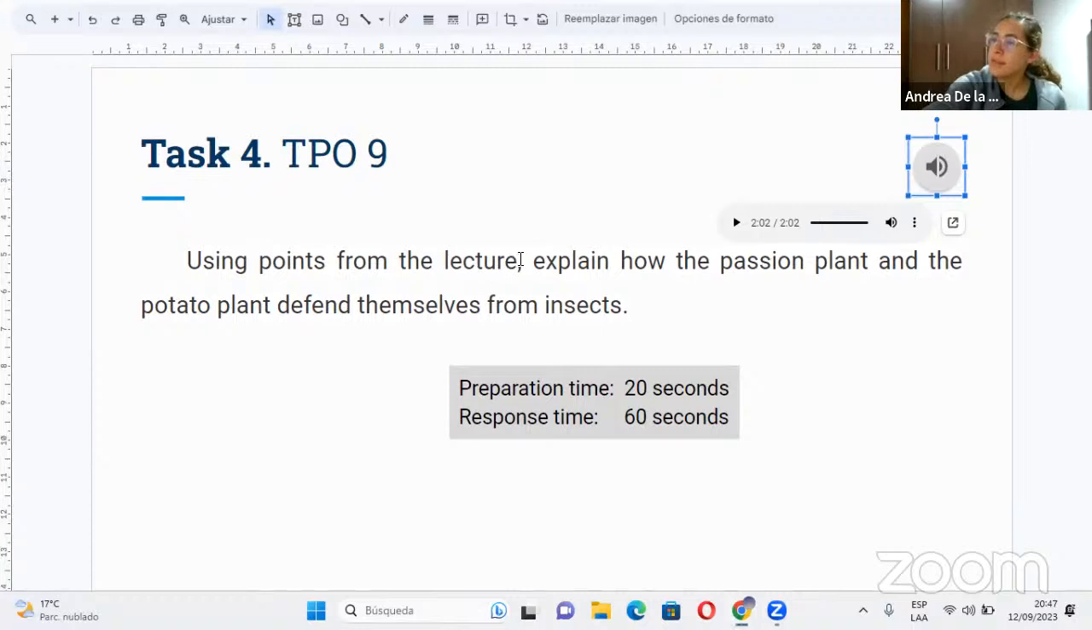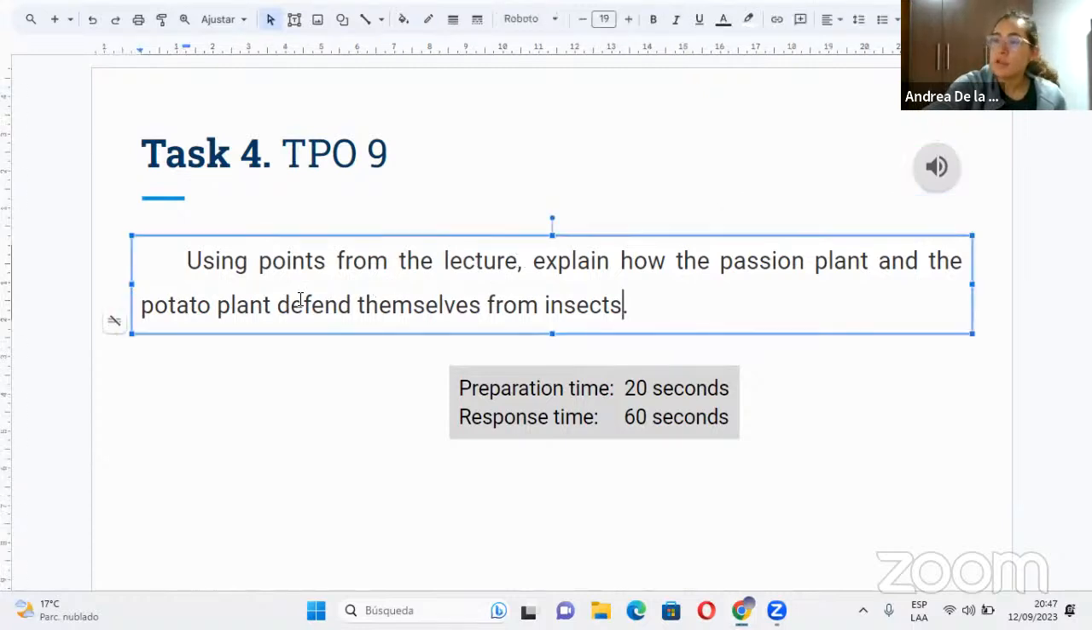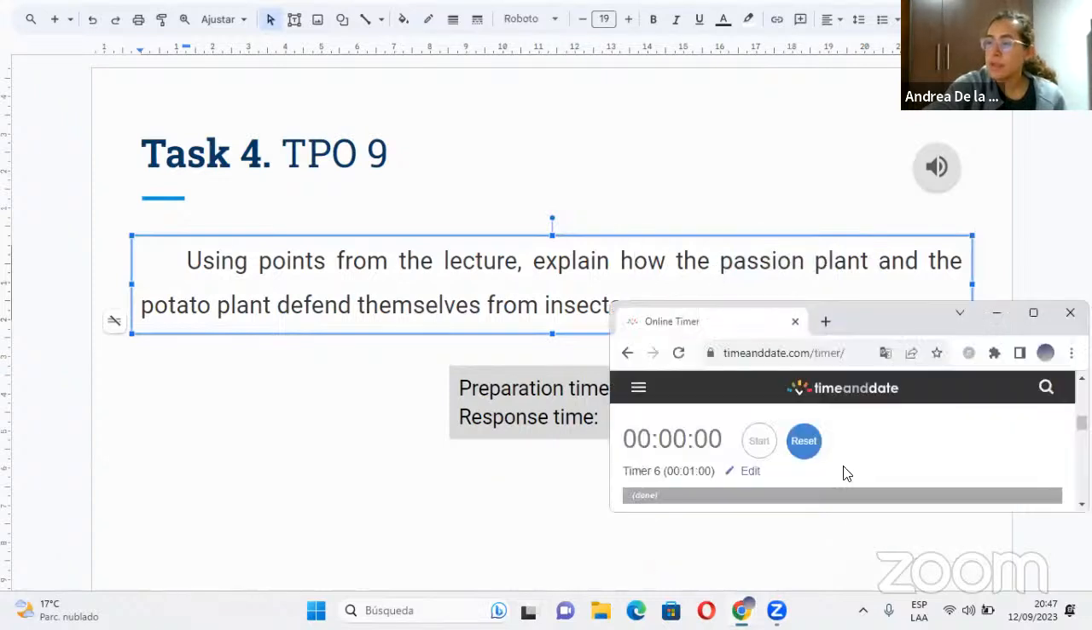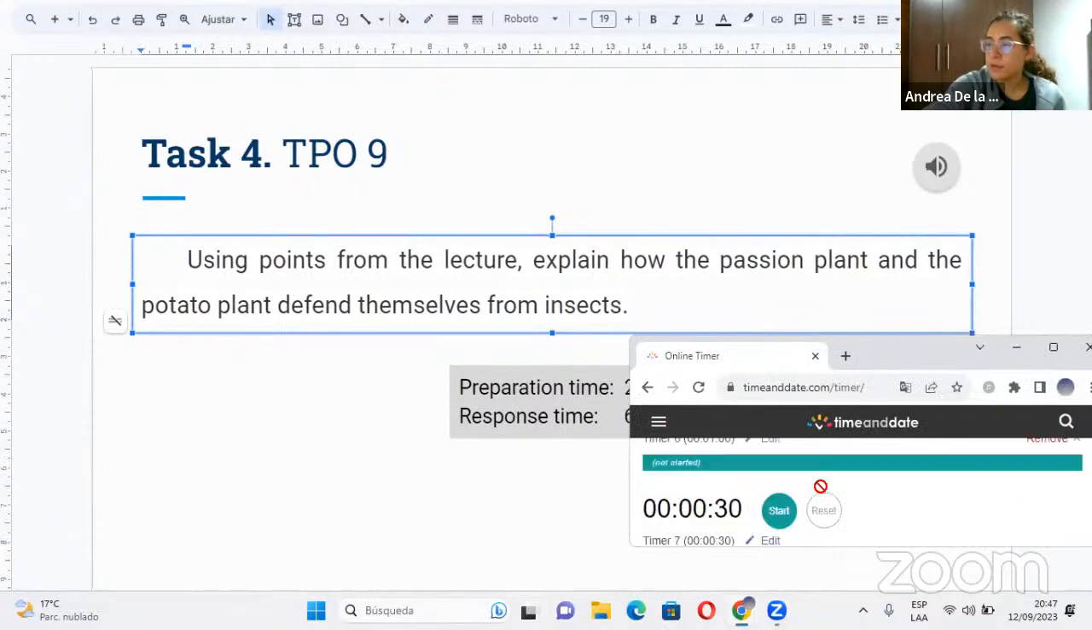Okay, in this case, the topic will be, we are not going to focus on the details, right? It will be just how plants in general defend themselves from insects. These were the examples. So careful there. Now you guys will have 20 seconds to prepare your responses.